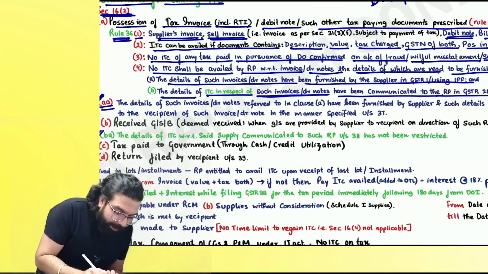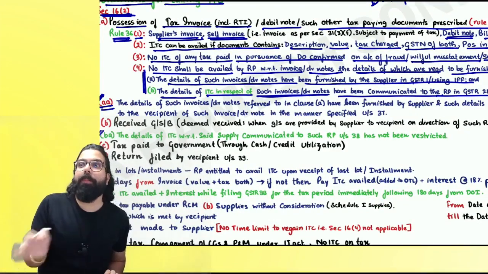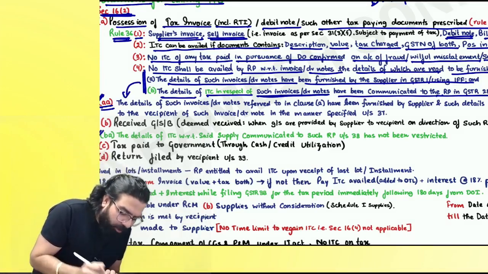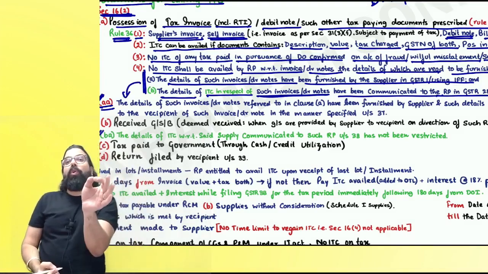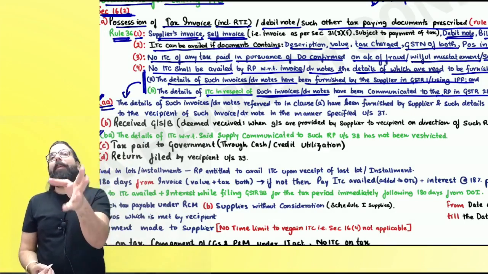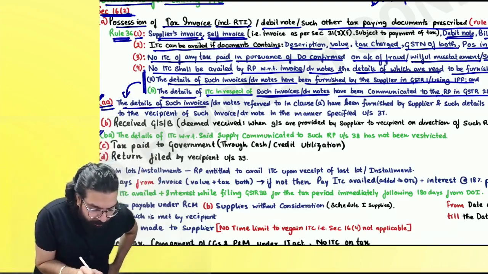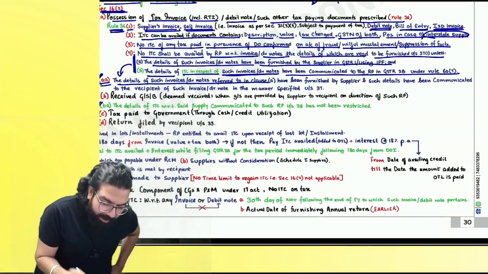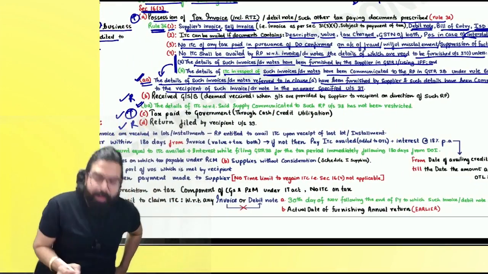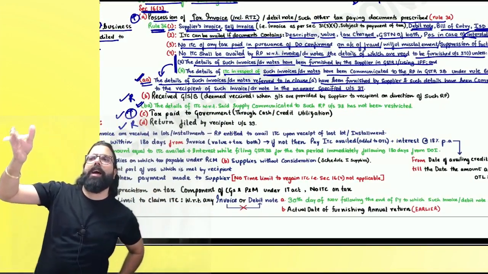Why was it inserted? This point was inserted in the rule. If you're inserting something in the rule, the act has to give the power. So they wrote the same thing in the act also. Section 16(2)(aa) they inserted and gave the act's backing to the fourth point of rule 36. The details of such invoices or debit note referred in clause A have been furnished by the supplier and communicated to the recipient in the manner told under section 37, meaning it should be communicated to the recipient in GSTR 2B.